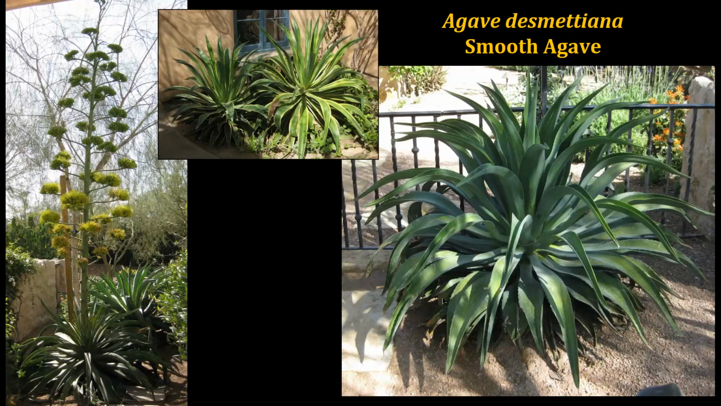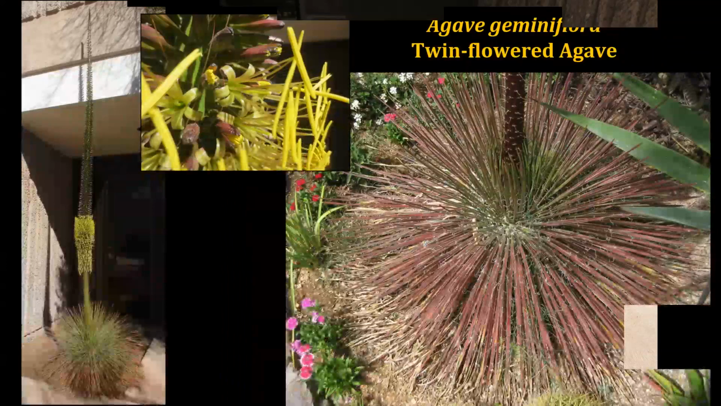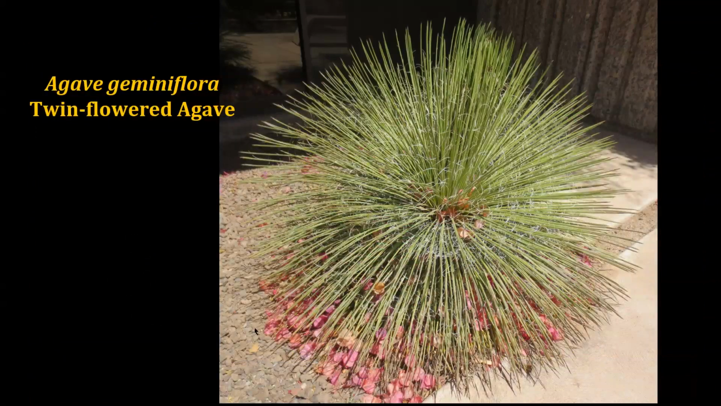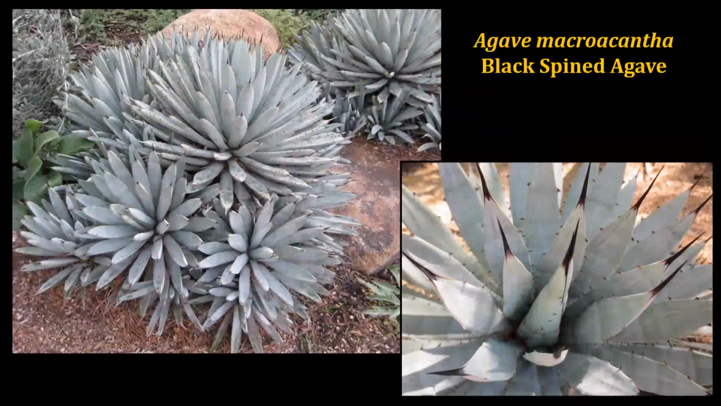Now, some agaves will form what we call pups, and others are solitary. Something like our twin-flowered agave just remains one plant throughout its life. Once it matures, it will send up a bloom stalk in a spike form, straight with all the flowers coming right off of the stem. The Agave desmettiana, the smooth leaf that I just showed you, has what we call a candelabra flower inflorescence or bloom form. It branches. So some are solitary, like that twin-flowered agave.